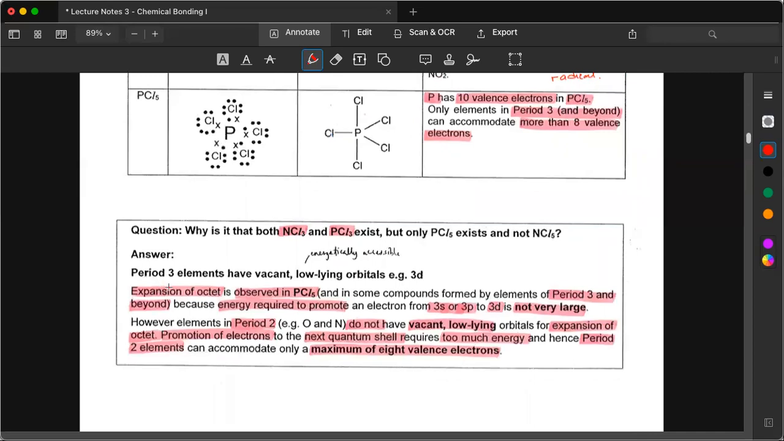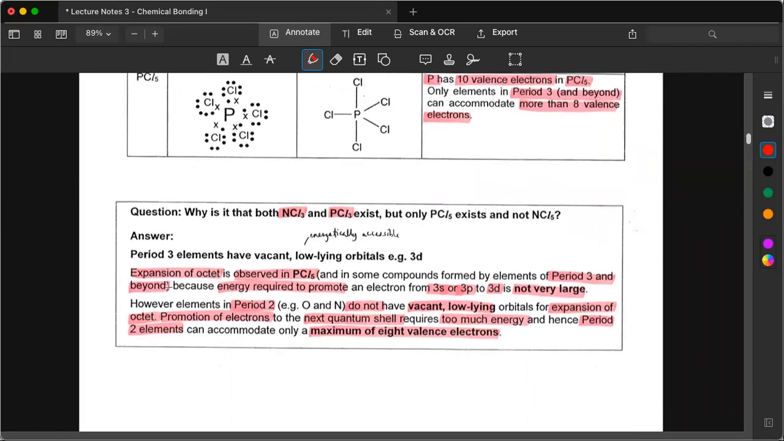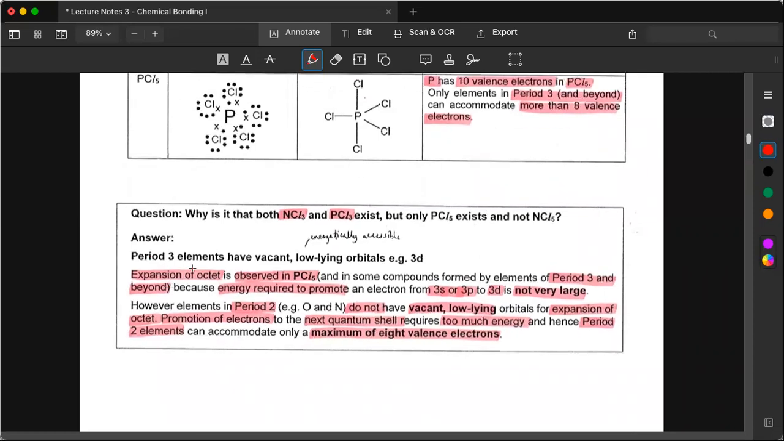Answer: period 3 elements do have vacant and low-lying orbitals, which are 3d. Expansion of octet is only observed in PCl5 and in some compounds formed by elements of period 3 because the energy required to promote an electron from 3s or 3p up to 3d is not very large. However, elements in period 2 do not have vacant low-lying orbitals for expansion of the octet. Promotion of electrons to the next quantum shell requires too much energy. So period 2 elements can only accommodate a maximum of 8 valence electrons.